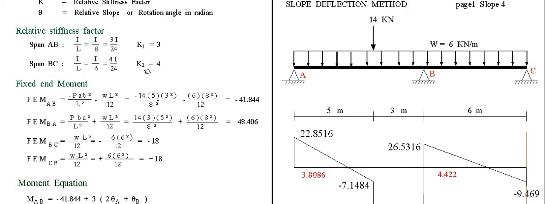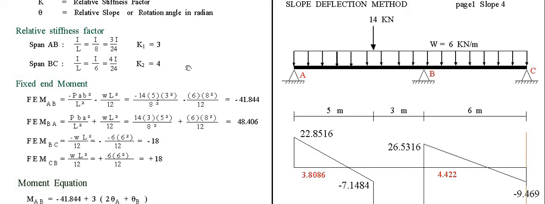The meaning of this is that BC is stiffer than AB because the value of BC stiffness is 4 compared to AB as 3. So here BC is 4, AB is 3, meaning the shorter the span is, the stiffer it is. This is bigger in span, so it means it deflects more easily compared to the shorter span.